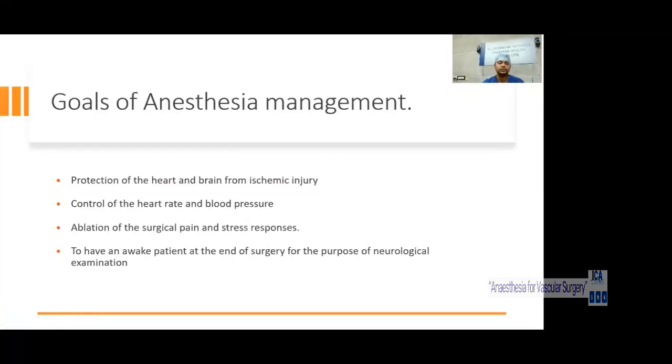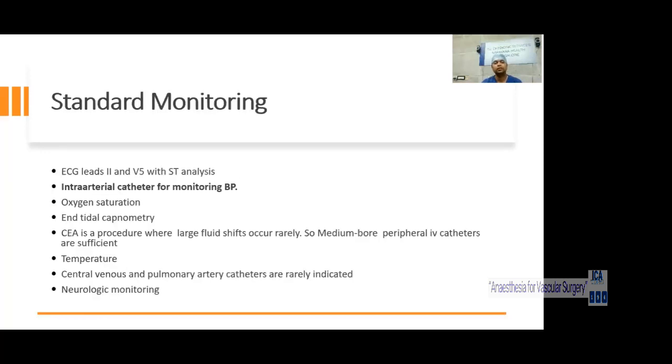Goals of anesthesia management: protection of the heart and brain from ischemic injury, control of the heart rate and blood pressure, ablation of surgical pain and stress response, and to have an awake patient at the end of the surgery for the purpose of neurological examination. Standard monitoring includes ECG, oxygen saturation, etc. The intra-arterial catheter for monitoring BP is a must, and neurological monitoring if general anesthesia.